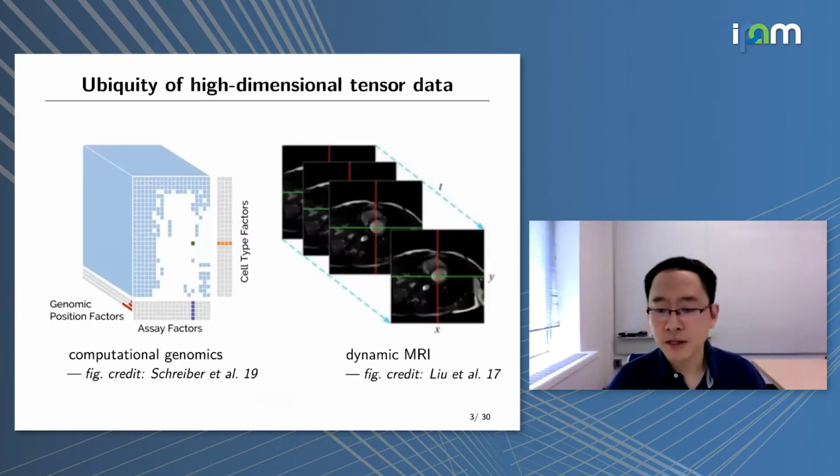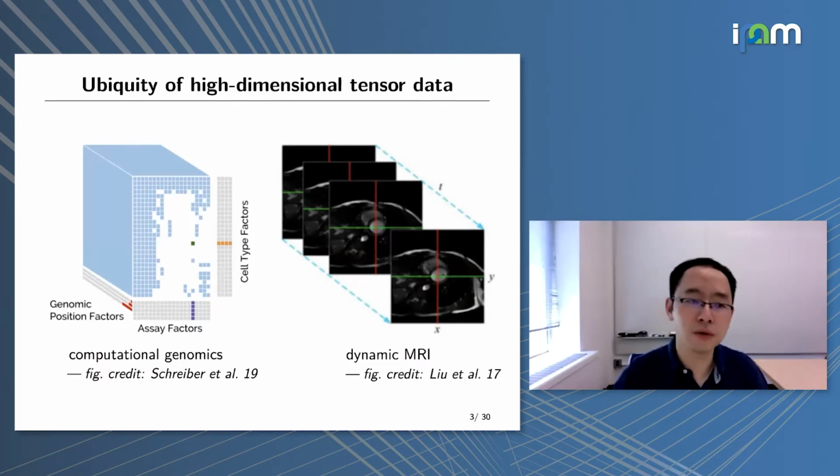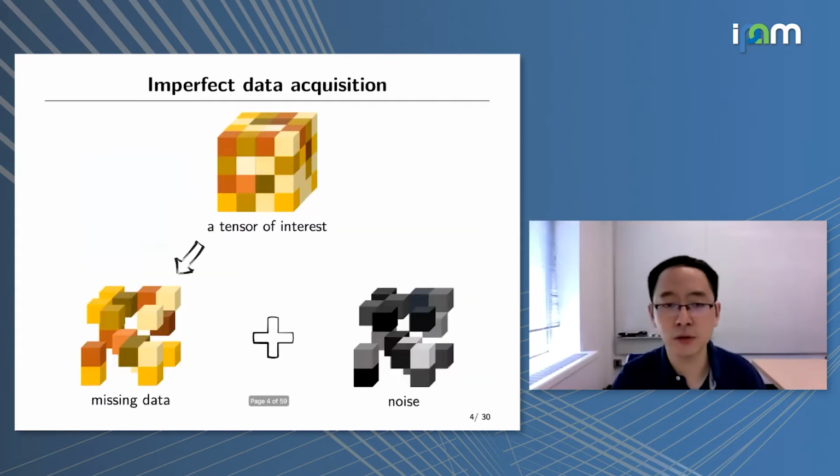Since this is a workshop about tensors, I'm going to skip the motivation part. I think everyone probably knows why tensor data is an important object for us to study. But one key thing that we need to deal with is how to reconstruct a tensor if we only have highly imperfect measurements about a large dimensional tensor object. This is the kind of scenario that I'm going to focus on in my talk today.